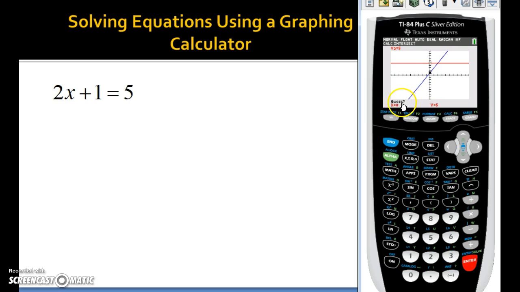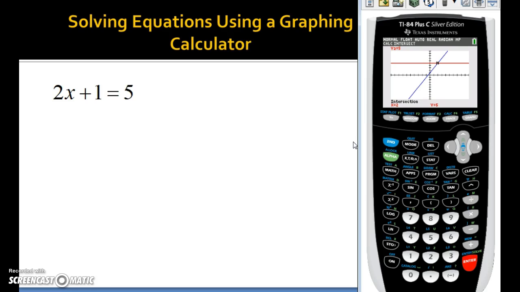And now the bottom of the screen says guess, and it basically wants you to use your arrow buttons to get fairly close to your intersection point. Again, you don't have to be really close. You just have to be close to that intersection point, and then you push enter. And again, it tells us that if x was 2 in this equation, then yes, it would equal 5. So that's a way that we can use our calculator to solve equations.